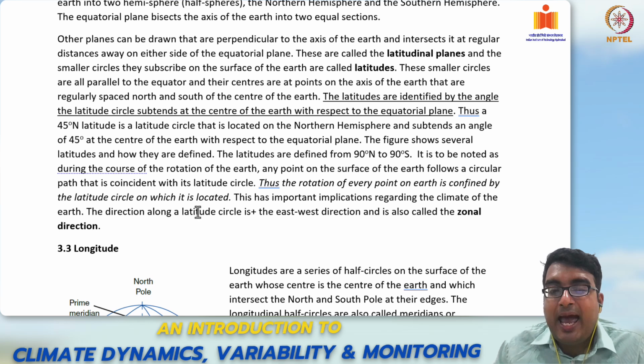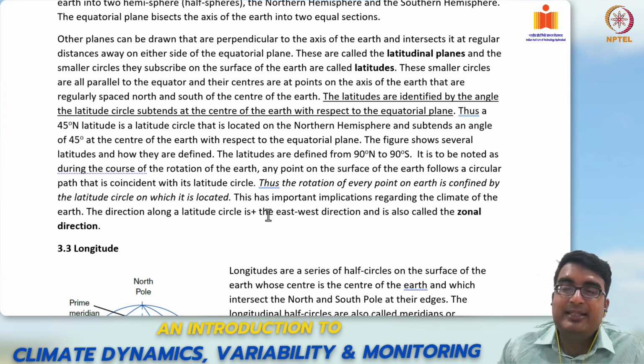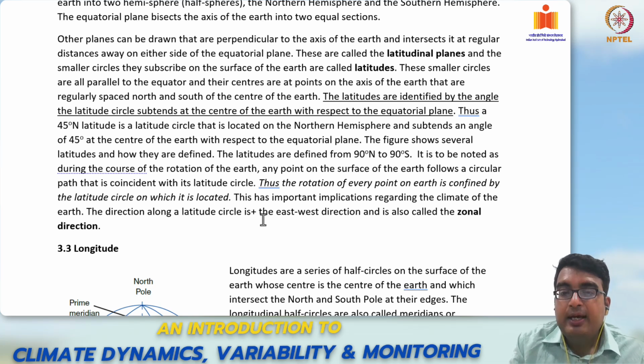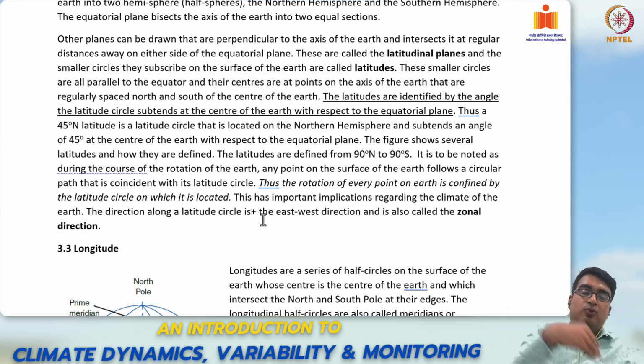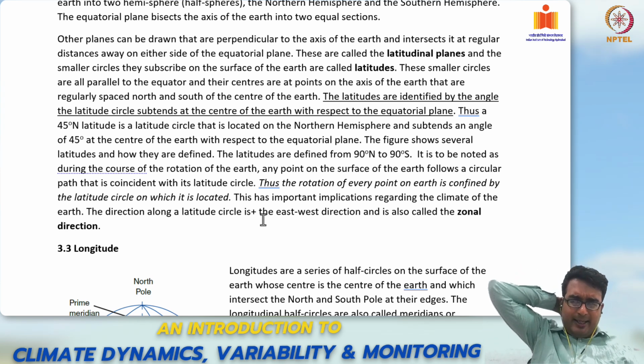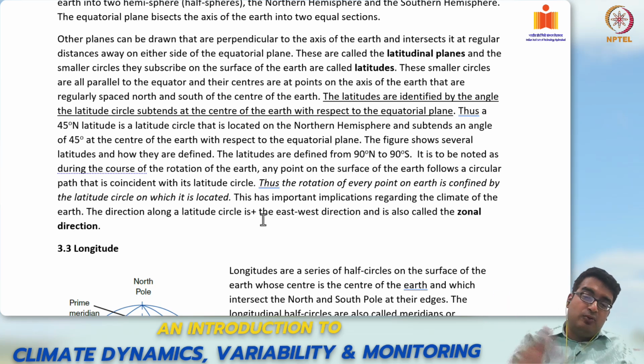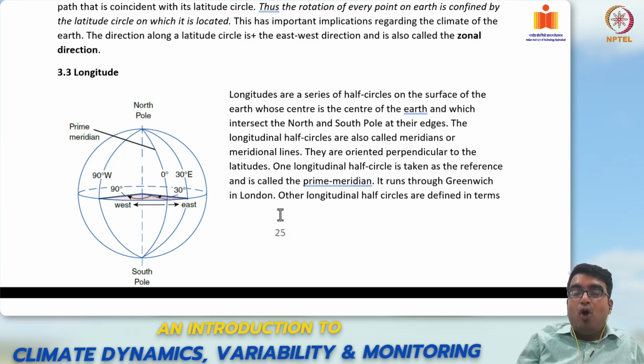The direction along a latitude circle is positive in the east to west direction. So, if you move from east to west, that direction is considered positive and is called the zonal direction. So, east going towards west is called the zonal direction along a latitude, and it is positive if it's east to west. If it's west to east, it's negative. Next, we will discuss longitudes.